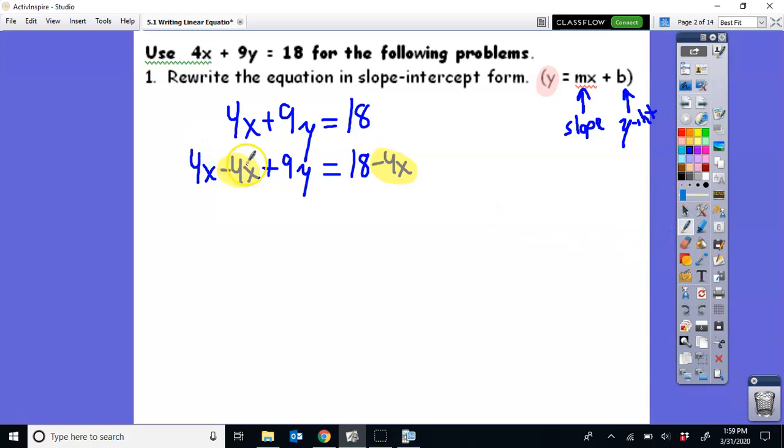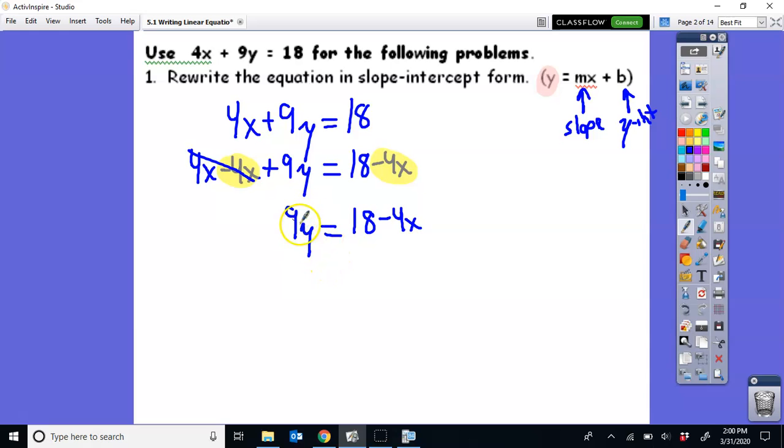Now the reason I subtracted 4x, like I said, is because now it's going to cancel that out, 4x minus 4x, and it's going to leave me 9y. 18 minus 4x is just 18 minus 4x. You can't really subtract those. 9y still has not completely isolated the y though. So now we need to get rid of the 9.